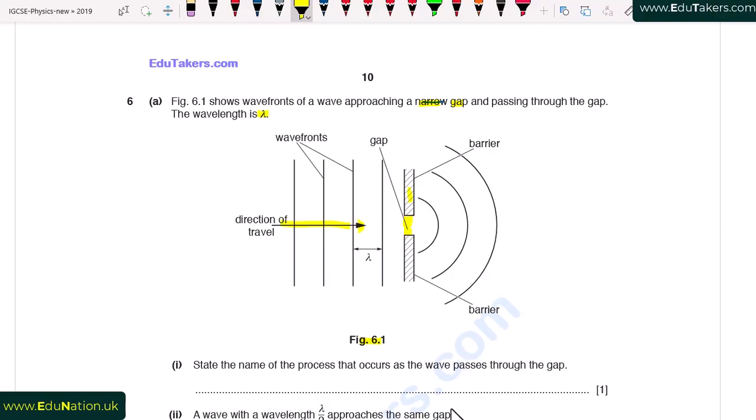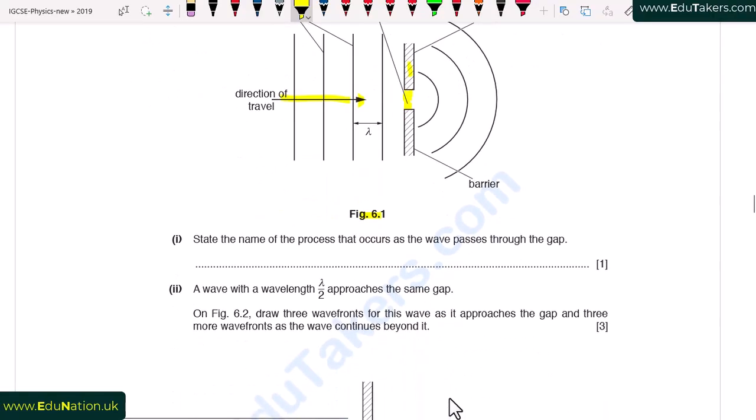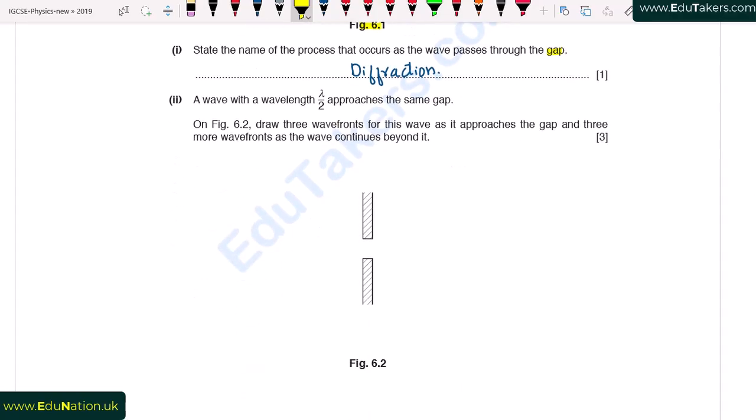Part 1. State the name of process that occur as the wave passes through the gap. So as the waves bending in the form of circle, so here diffraction involved. I write here diffraction. Part 2. The wave with a wavelength lambda by 2 approaches the same gap. The gap is same, but now the wavelength is half, that is lambda by 2.